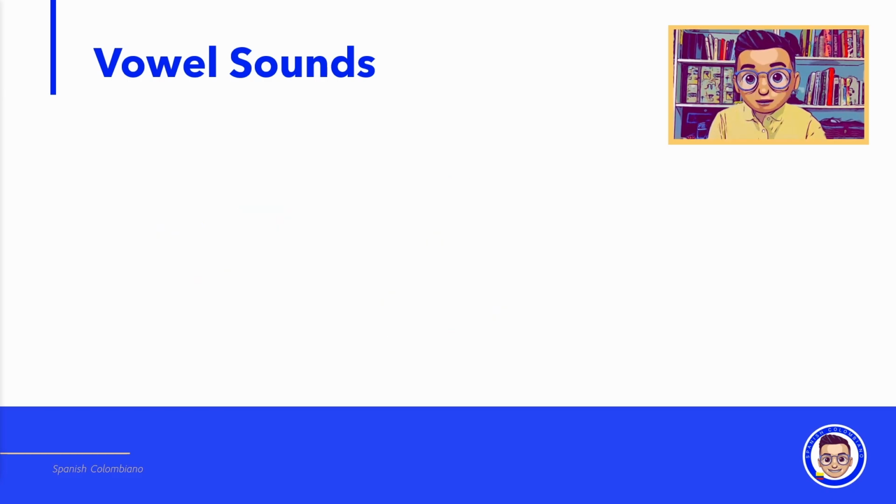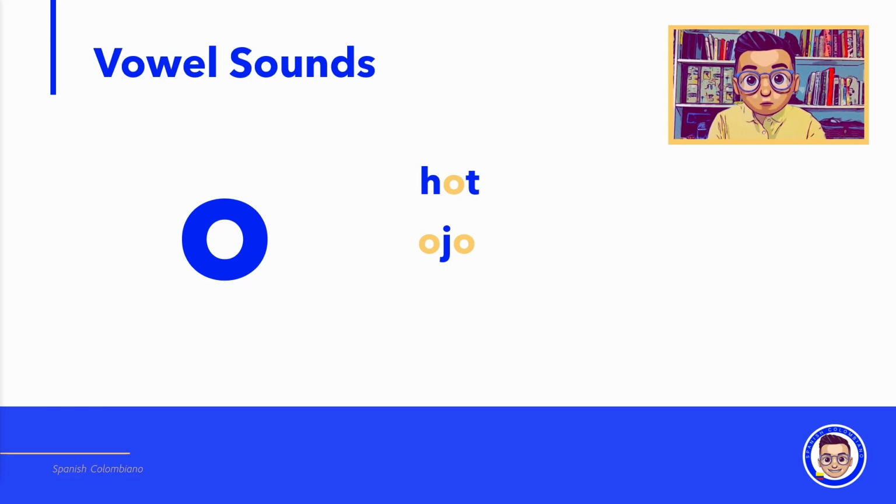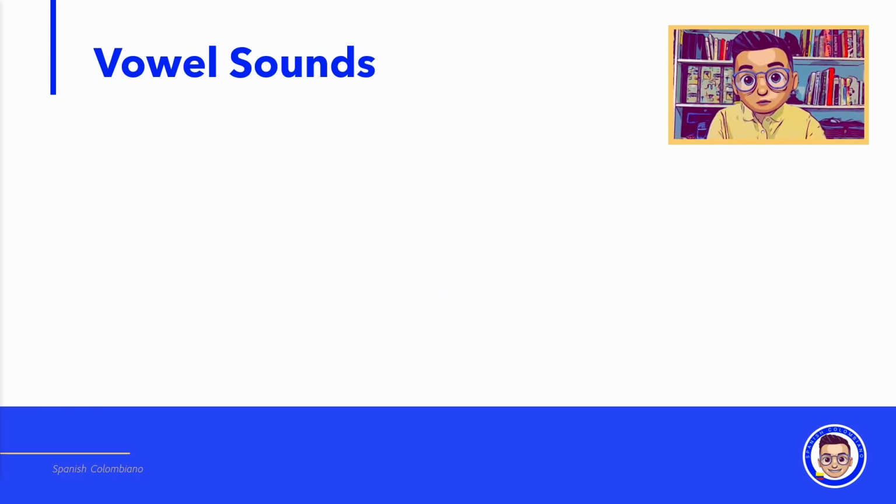The next one is O. You can find this sound in words in English like hot and words in Spanish like ojo. It's the same sound, hot, ojo. You pronounce ojo, which means eye in English. Let's see the next one.